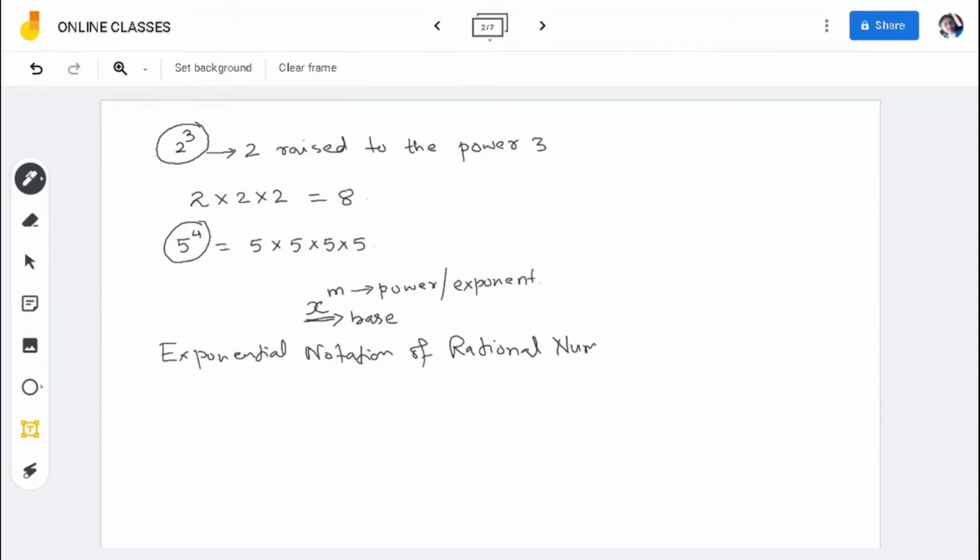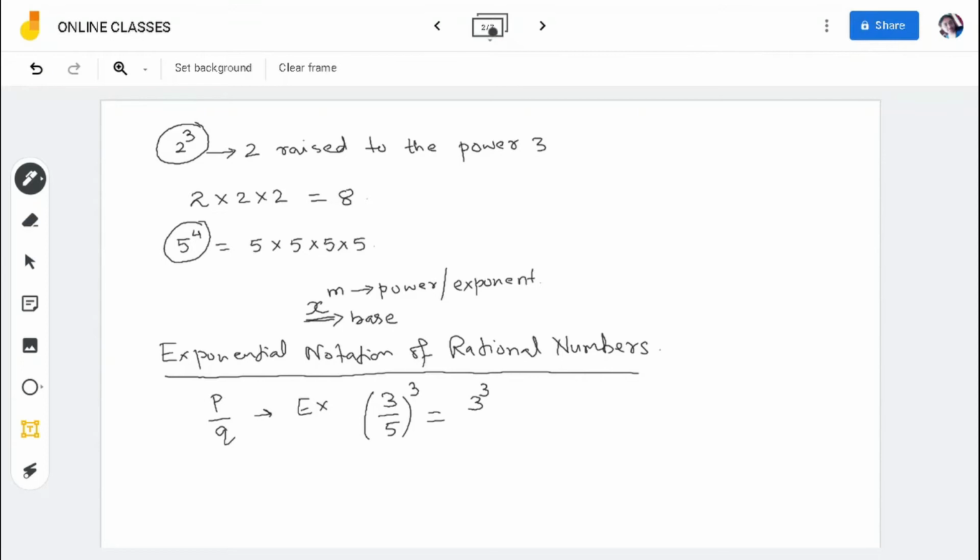You know that the numbers which are in the p by q form are known as rational numbers, right? We can take one example, just suppose we are having 3 by 5. Now, what is the exponential notation if this 3 by 5 is having some power on its head? That means this whole number 3 by 5 whole to the power 3 is the exponential notation of the rational number 3 by 5, right? So this means that the numerator 3, we have to write as 3 to the power 3, divided by 5 raised to the power 3.